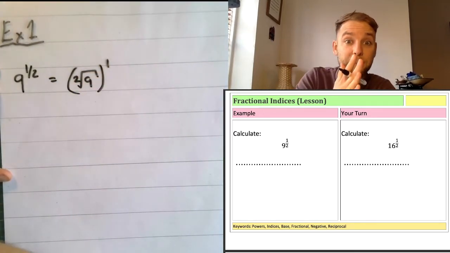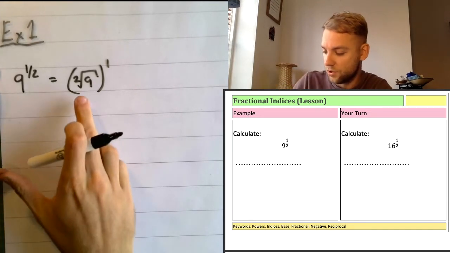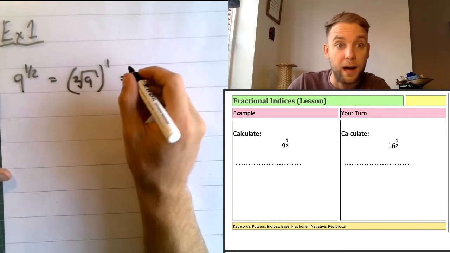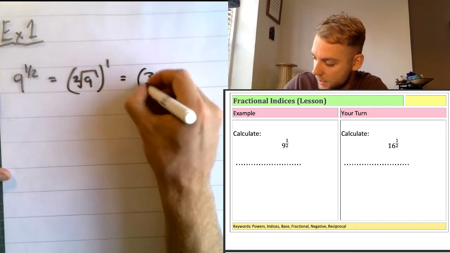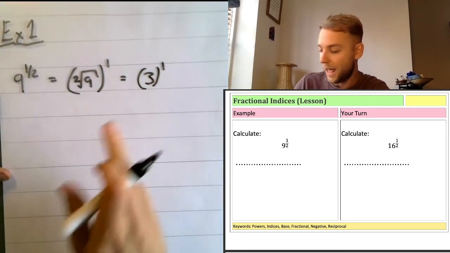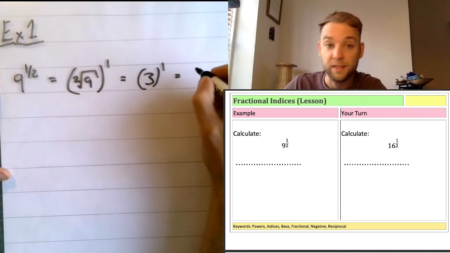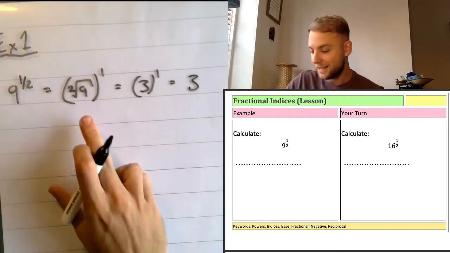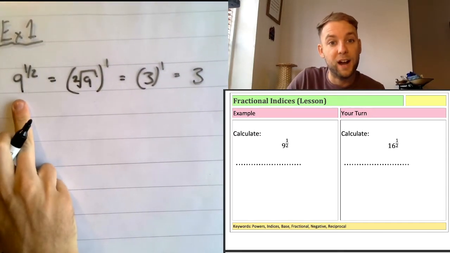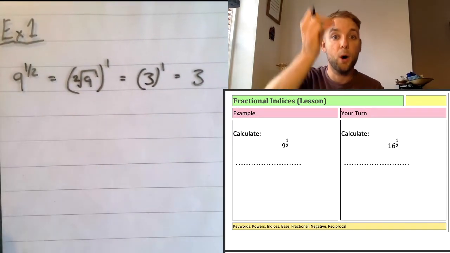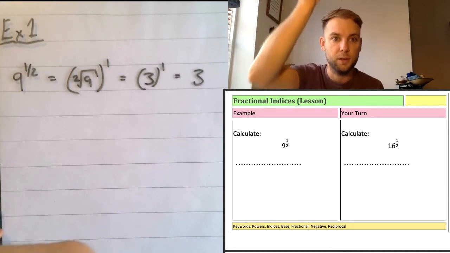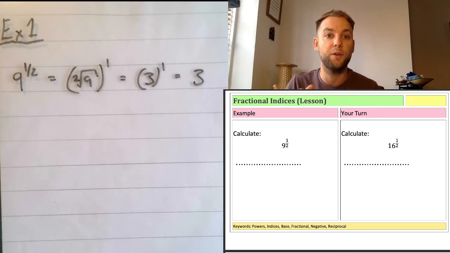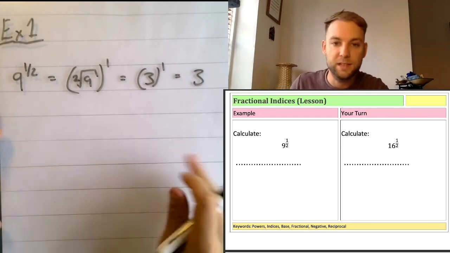So you do inside the bracket first, and then we're going to do outside the bracket. So the square root of 9 is equal to, we should know that, square root of 9 is 3. It's still to the power of 1. And anything to the power of 1 is just the same. So 3 to the power of 1 is 3. So there's your first one. And this is the hard part. Converting from this fraction to this. Remember, the bottom's the root, the top's the power. And then knowing what the square root of 9 is. The square root of 9 is 3. So that was example 1.